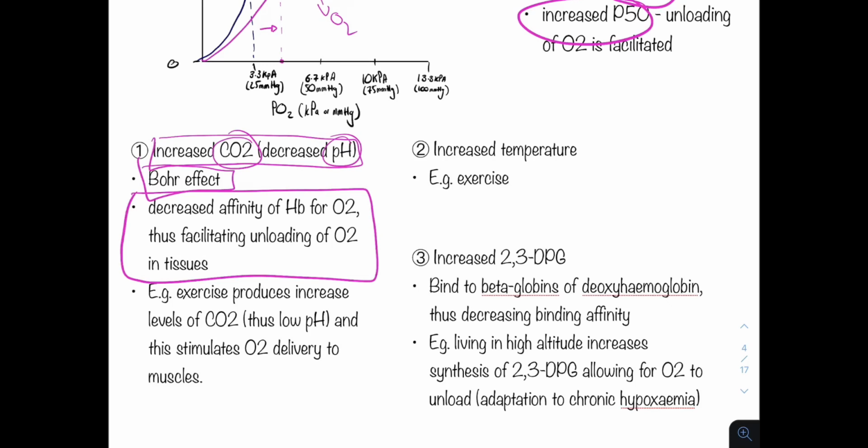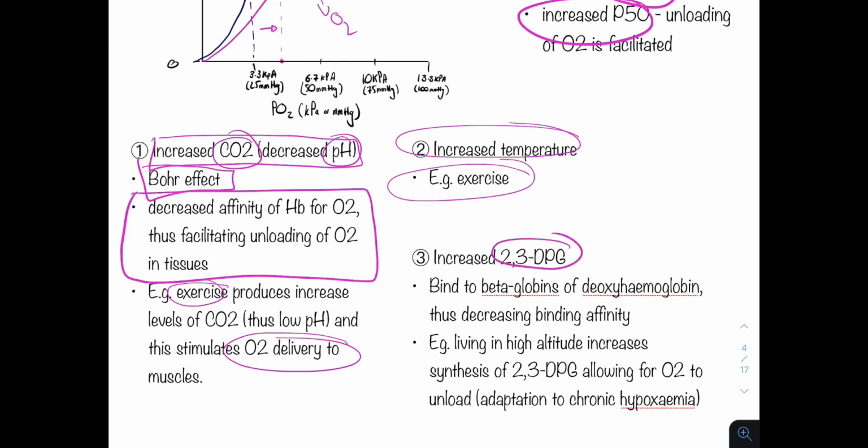An example of this is exercise. When we exercise, we produce more carbon dioxide, thus lowering the pH, and this stimulates oxygen delivery to the muscle. The second factor is increased temperature, and again, exercise is a big factor here. The third factor is 2,3-DPG, and an increased 2,3-DPG causes a right shift.